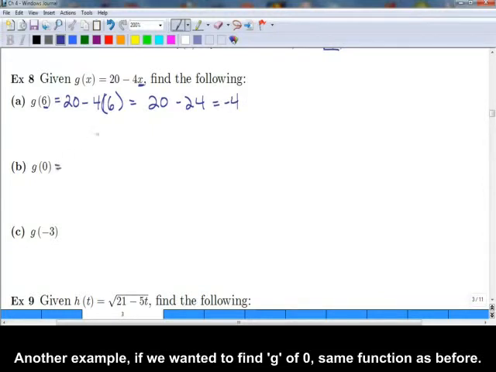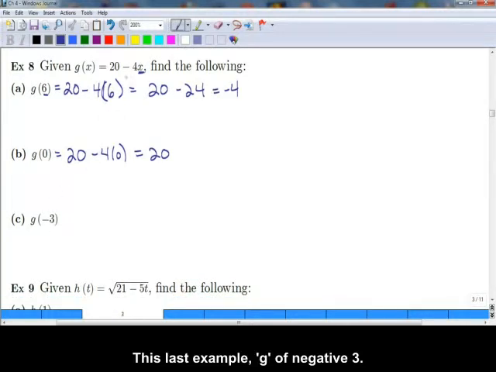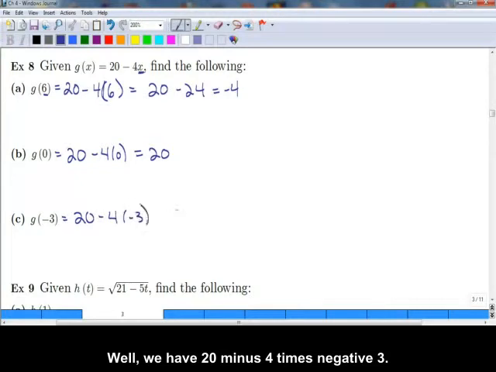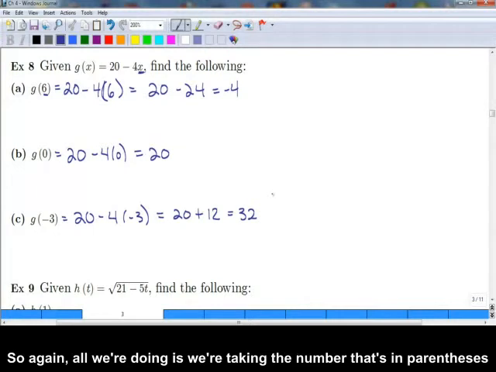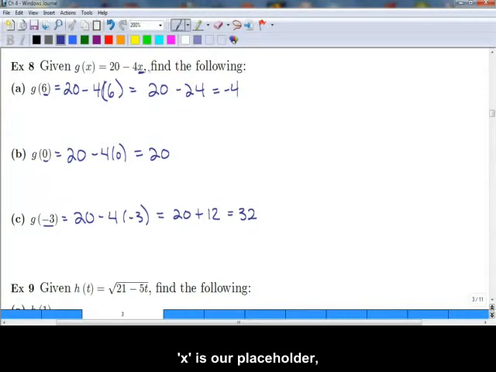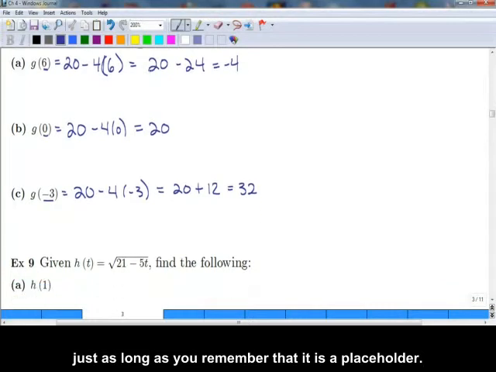Another example, if we wanted to find g of 0, same function as before. We say 20 minus 4 times 0, which just comes out to be 20. This last example, g of negative 3, well, we have 20 minus 4 times negative 3. So this is 20 plus 12, which is just 32. So again, all we're doing is we're taking the number that's in parentheses and plugging it in for x. X is our placeholder. You can replace it with a box, with pretty much anything you want, just as long as you remember that it is a placeholder.